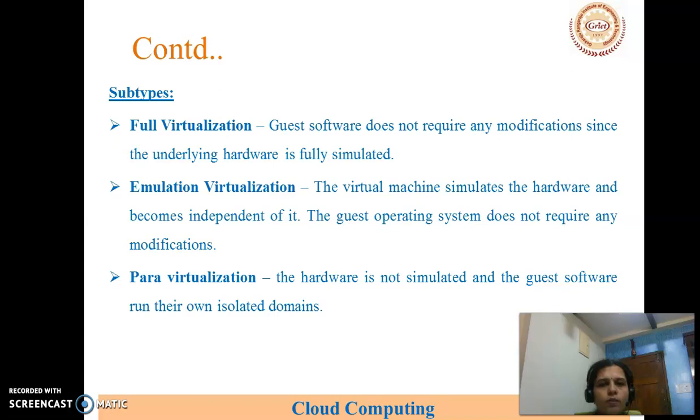Here, the subtypes in server virtualization are full virtualization, emulation virtualization, and the last one is para virtualization. In full virtualization, the guest software does not require any modifications since the underlying hardware is fully simulated. In emulation virtualization, the virtual machine simulates the hardware and becomes independent of it. The guest operating system does not require any modification. In para virtualization, the hardware is not simulated and the guest software runs in its own isolated domains.